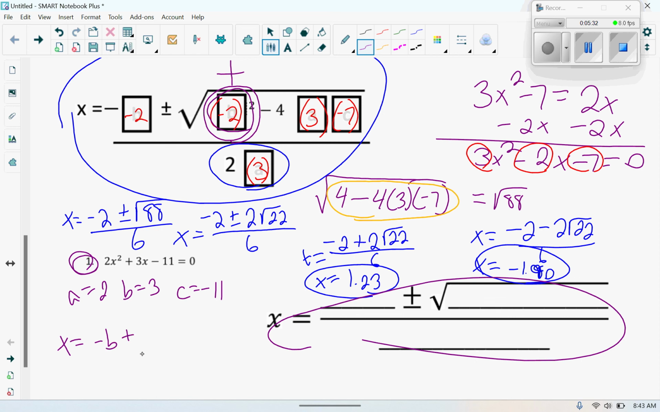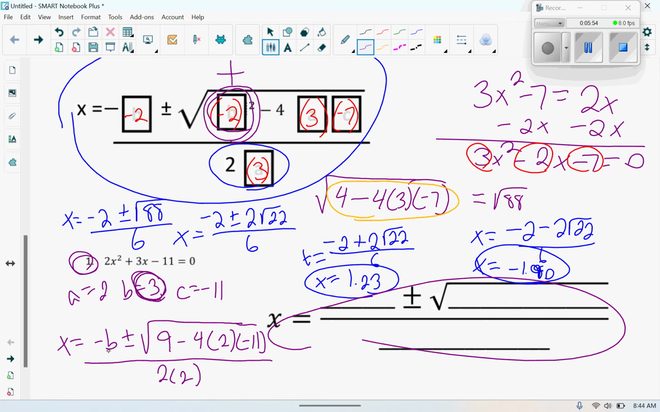Negative B plus or minus square root, and then B squared. So I immediately, this is just me, go ahead and square that, knowing that that is always going to be positive. So 9, B squared minus 4AC, all over 2A. And this negative B, I'm going to change, so it's opposite of this, so I'm going to change this to a negative 3. Okay, from here, just a calculator thing. So I'm going to clean that up. That's a 4. That's easy.